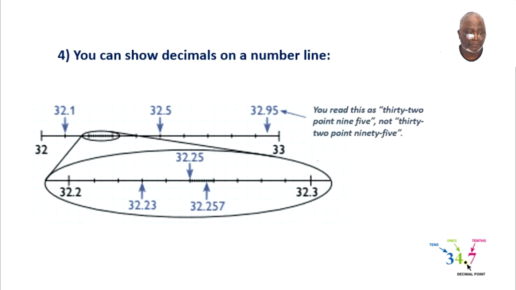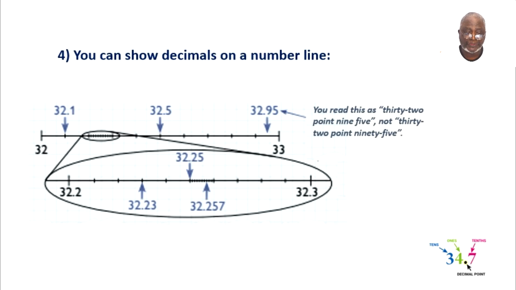Let's look at this diagram. You can show decimals on a number line. What the line shows at the top is two numbers, 32 to 33, and it shows the decimals in between. After 32, reading from 32 to 33, you have 32.1. Look at the markings, the divisions: 32.2, 3, 4, and then 32.5, and then 6, 7, 8, 9, and then 32.95. Note that 32.95 is exactly halfway between 32.9 and 33.